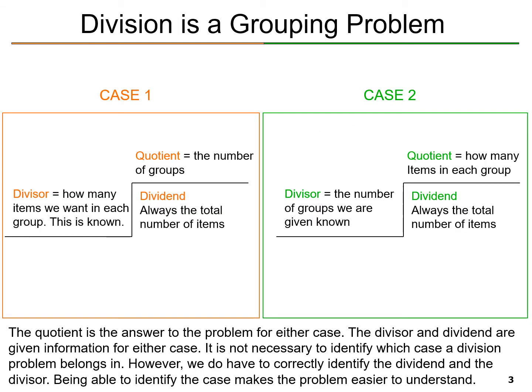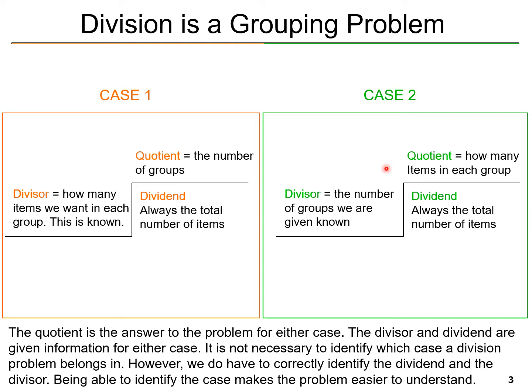Remember, the division is fundamentally a grouping problem. And like we saw last time, we have two cases. In case one, the divisor is how many items we want in each group, which is known. And the answer, or part of the answer, the quotient, is the number of groups that we have, or the number of groups that we can make.